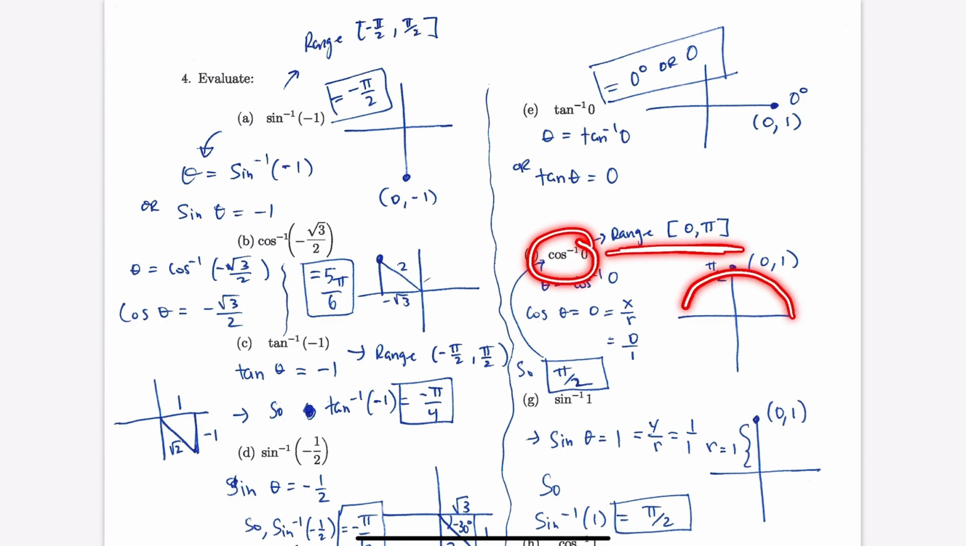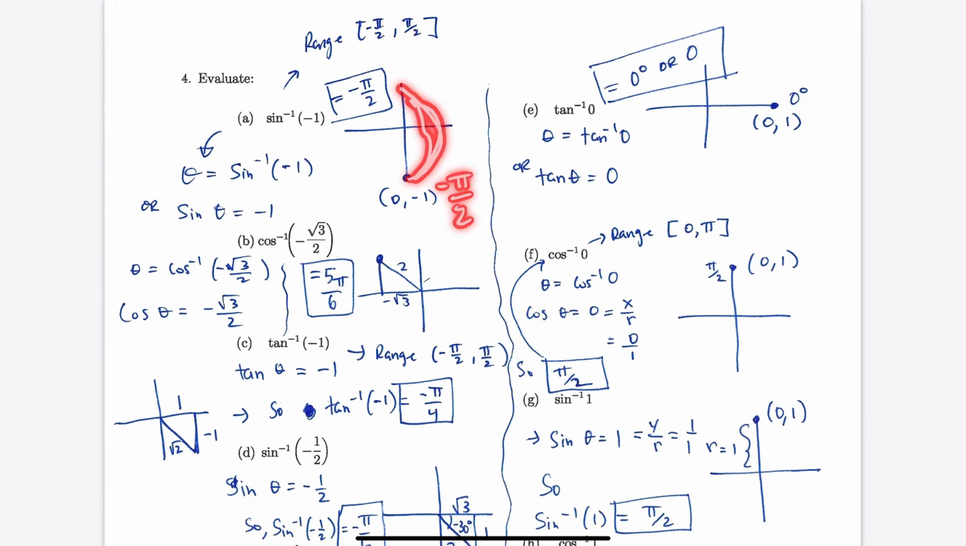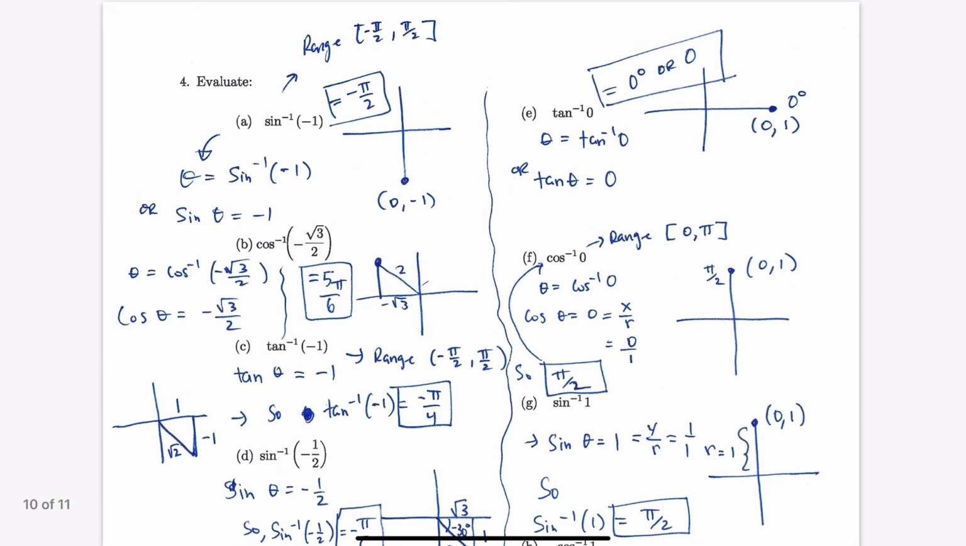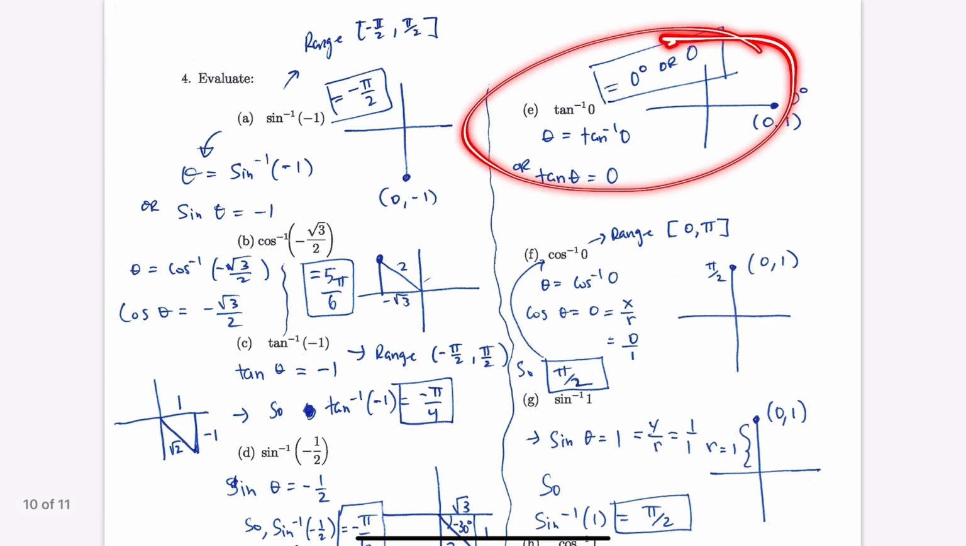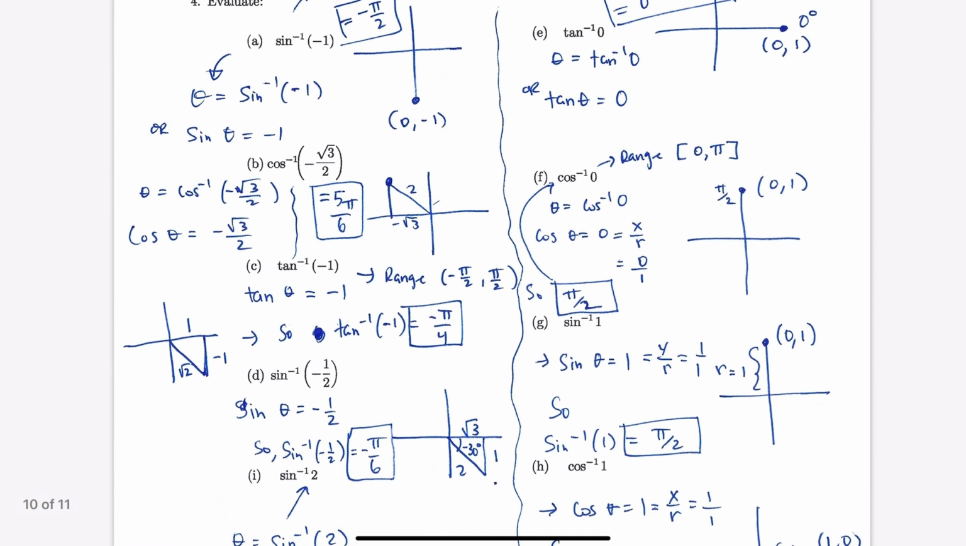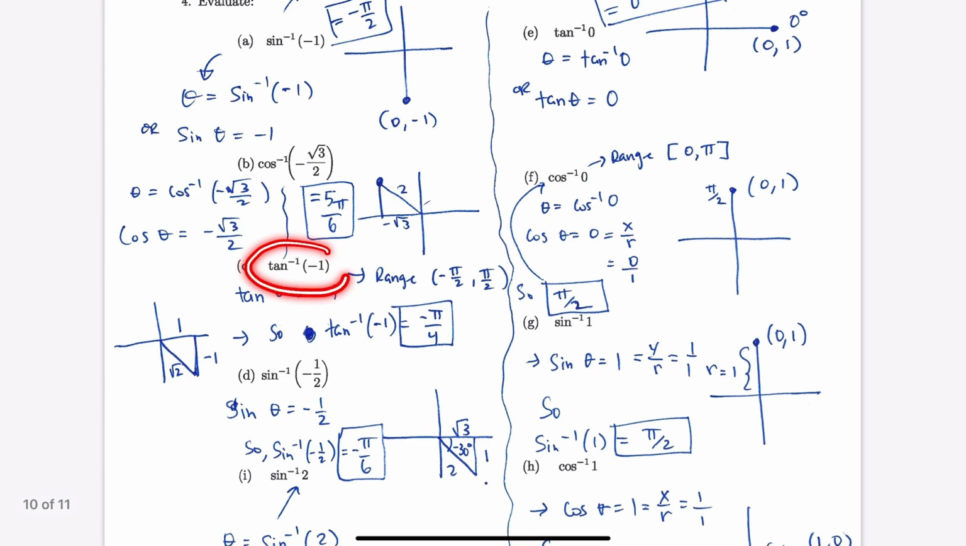So it really only works from these two quadrants. Let's go back here. Sine only works from these two quadrants, from negative pi over 2 to pi over 2 on top. And then the last one, it's tangent, and tangent is the same thing as sine as far as values, right?